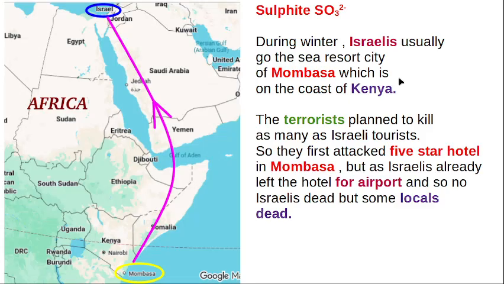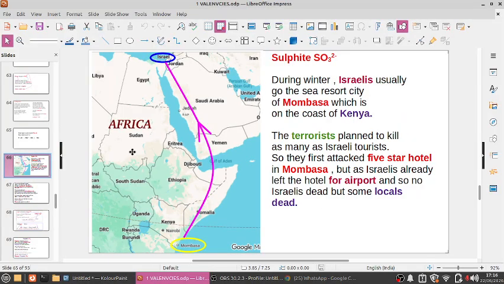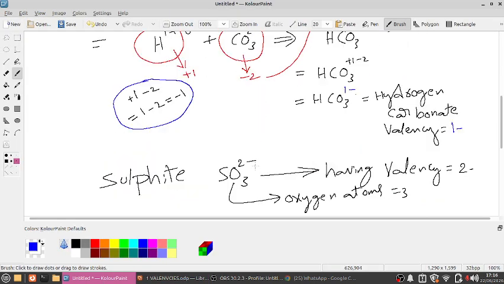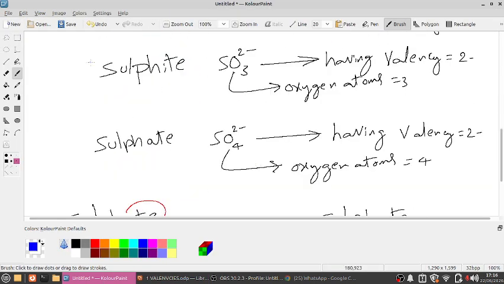Okay. Next let us go to sulphite and sulphate. For this you see this one. I have written here the valency of sulphite. Sulphite is SO3 2 minus, having a valency of 2 minus. And also you see that O3 means this compound has 3 oxygen atoms.